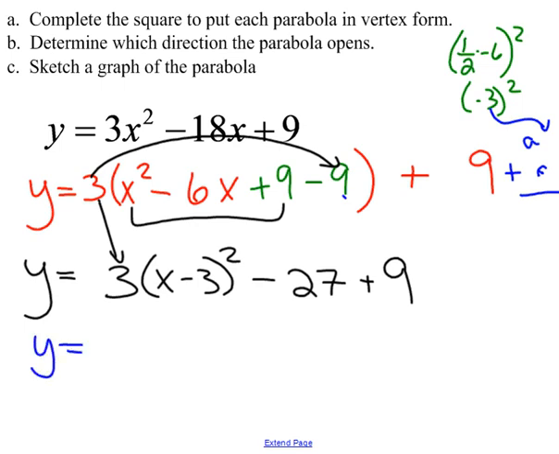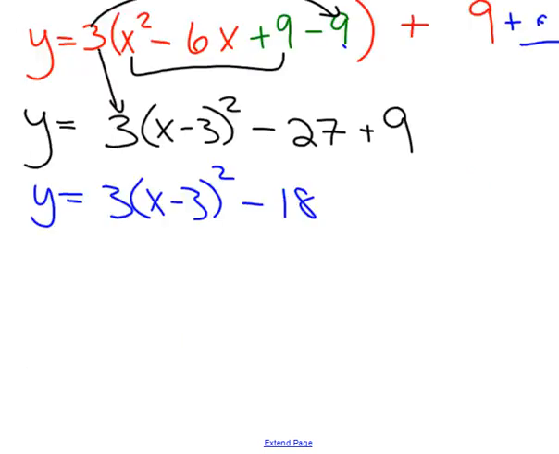All right, and then the last step is just to combine like terms, and we get -18. All right, completing the square is over. Now B wants to say opens up, right, left, down. All right, y equals up or down. +3 means we're going to open up.